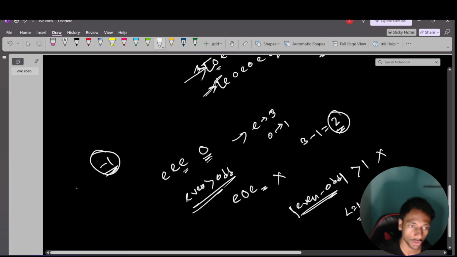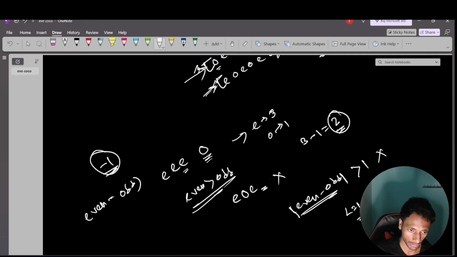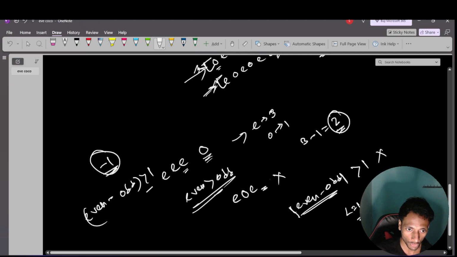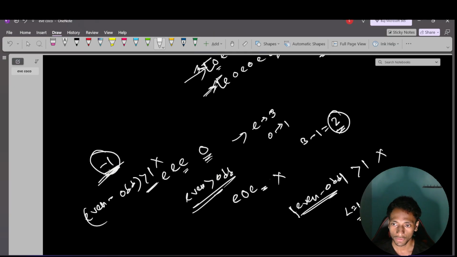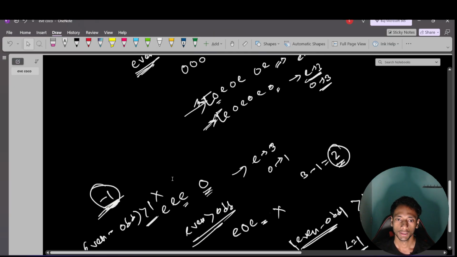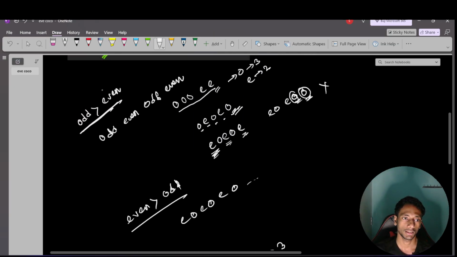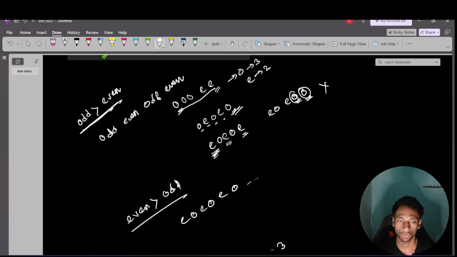So that's why we return minus 1 when the difference between the count of even and odd numbers is greater than 1, correct? This is clear. Now we know that for this situation, if the number of odd numbers is greater than the number of even numbers, then what do I have to do? It will always start with odd.